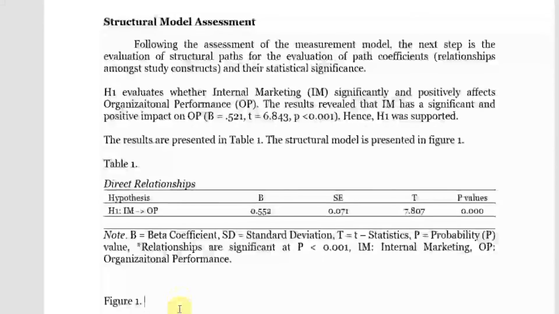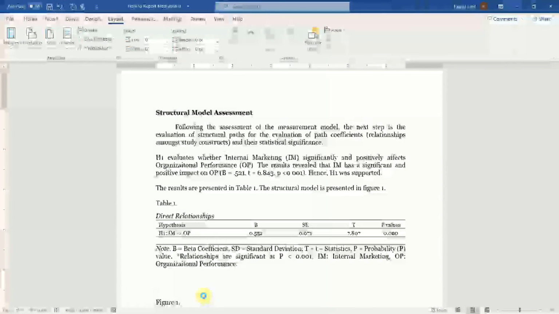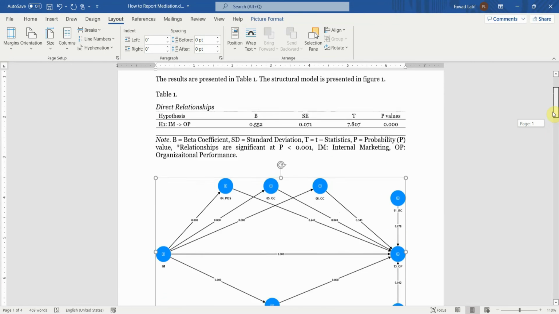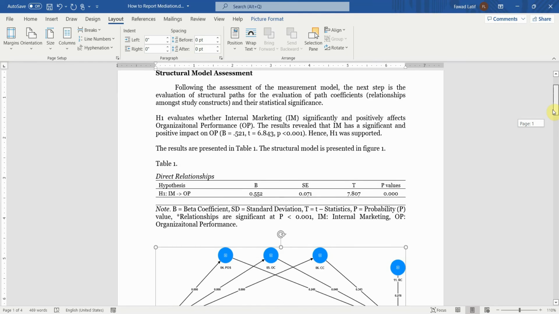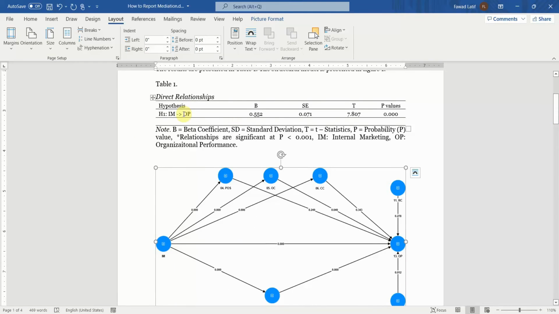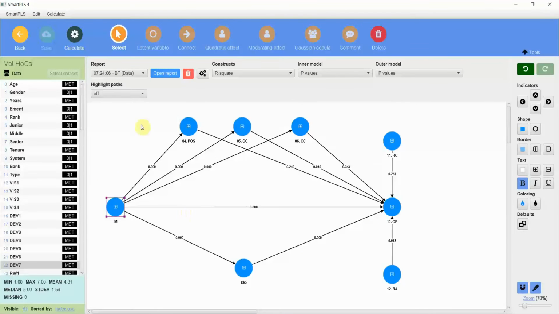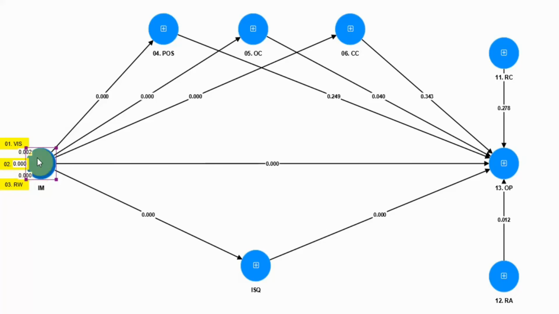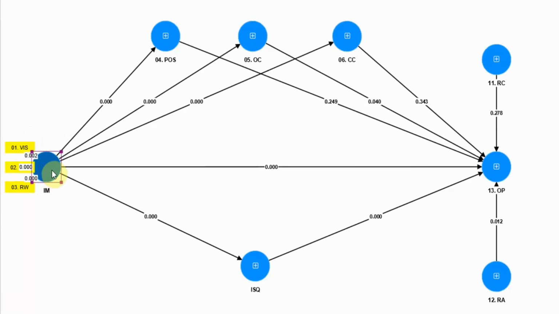And you can come down here and let's say we paste it here. Here it is. Here is your figure. Now a model may have direct relationships and indirect relationships as well. Now what if IM, your higher order reflective formative construct, is part of some indirect relationship, as is the case here?